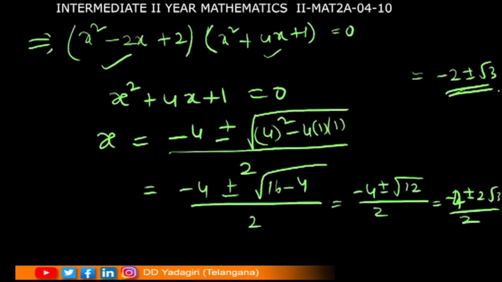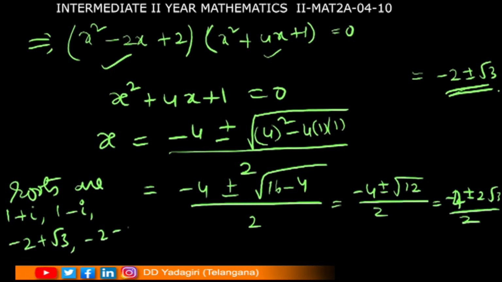Okay. So what are the roots now? Roots are 1 plus i, 1 minus i, minus 2 plus root 3 and minus 2 minus root 3 are the roots of the given biquadratic equation. Biquadratic means you should have 4 roots. These are the 4 roots you are having. See, whenever plus root 3 is a root, minus root 3 is also a root. Minus 2 plus root 3 is a root, minus 2 minus root 3 is a root. So they come in pairs.